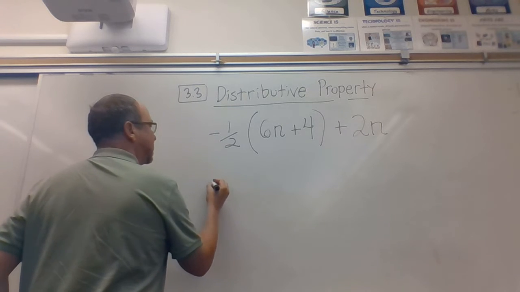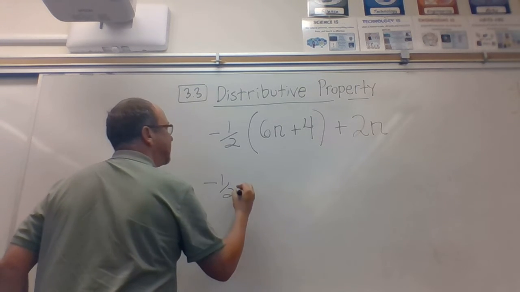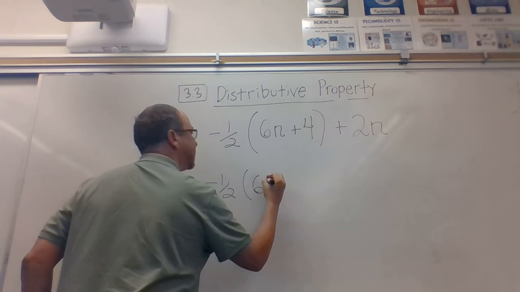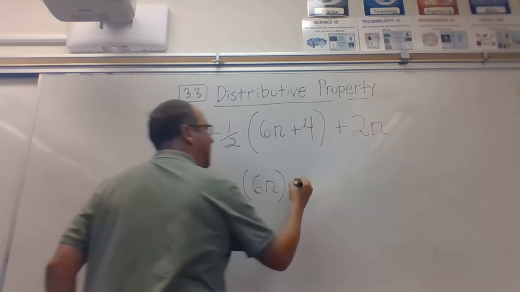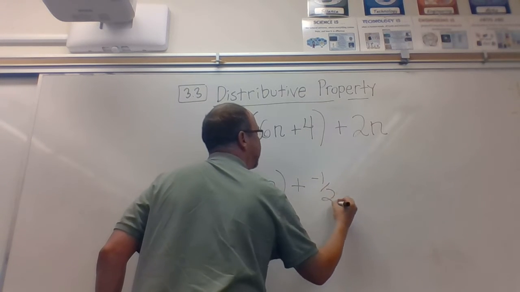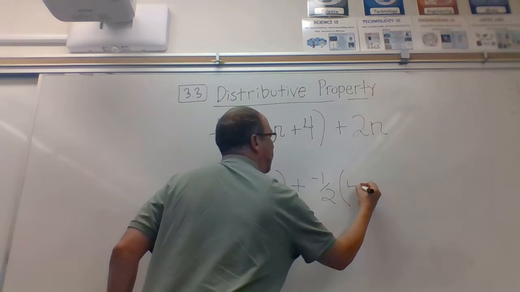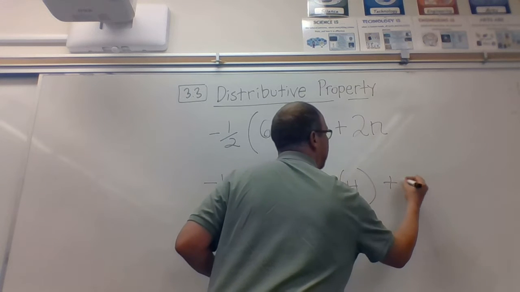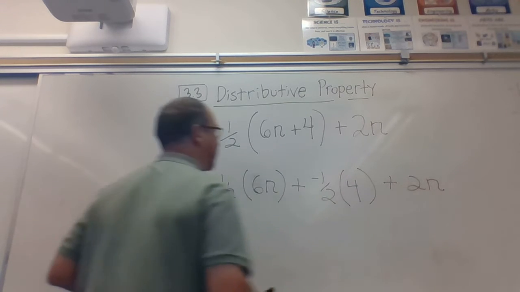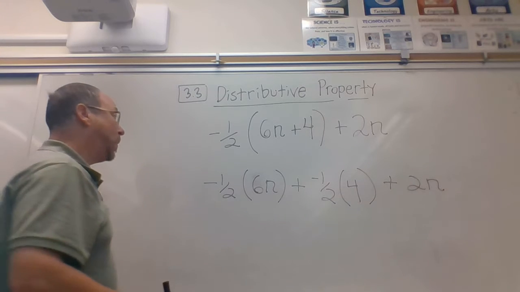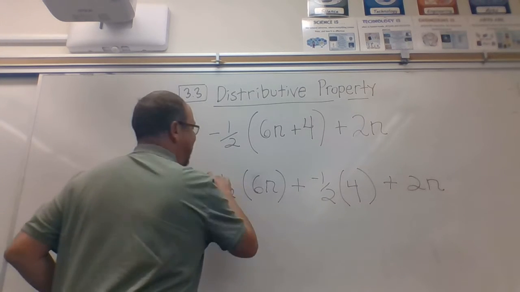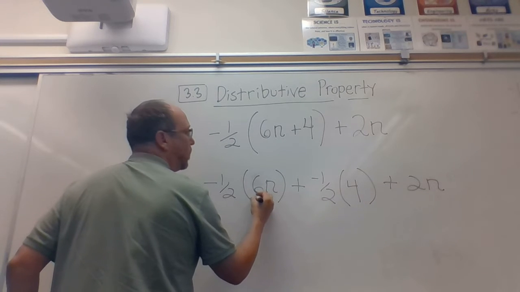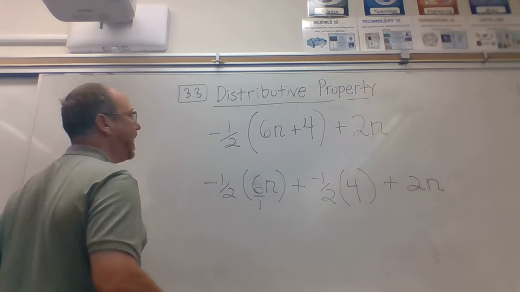We're going to rewrite this. So a -1/2 times 6n plus a -1/2 times 4. Okay, and then we won't forget our 2n there at the end. Okay, so we can think about this as a -1/2 times 6/1, if that's helpful to multiply.